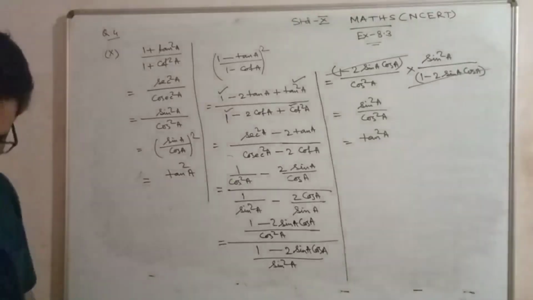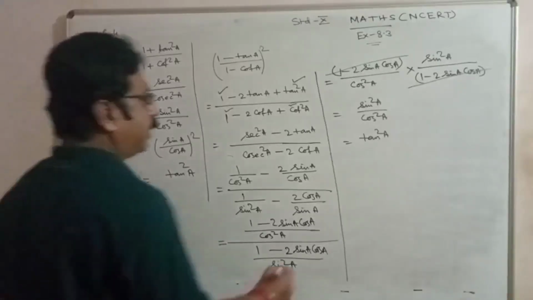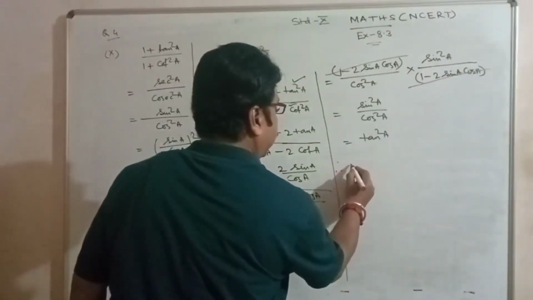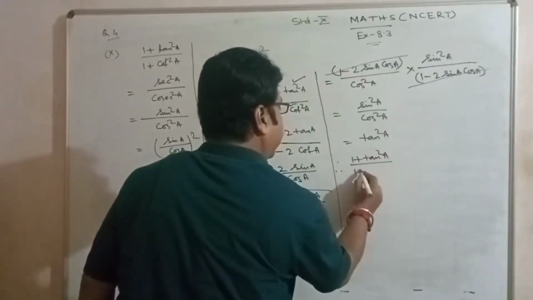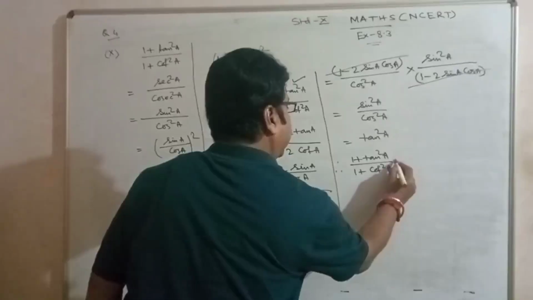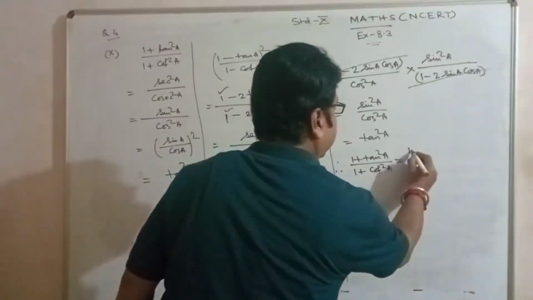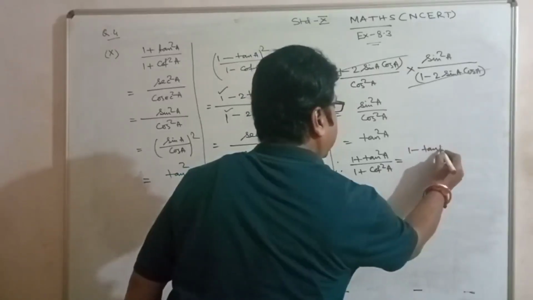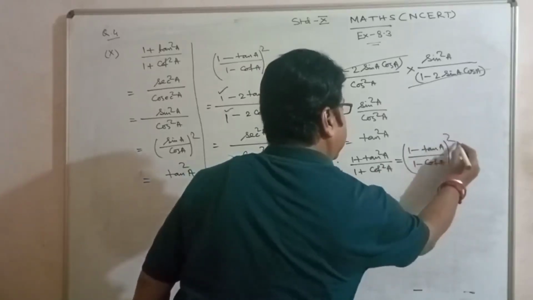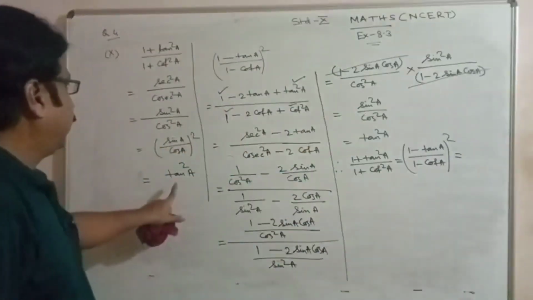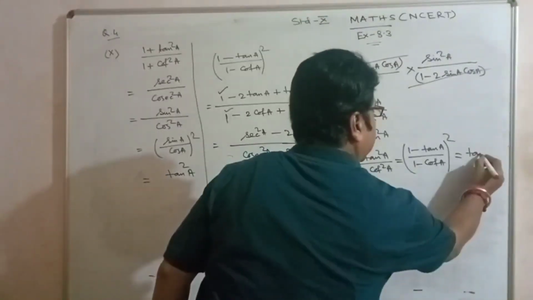So finally we can write 1 plus tan square A upon 1 plus cot square A. Therefore 1 plus tan square A upon 1 plus cot square A equals to 1 minus tan A upon 1 minus cot A, 1 minus tan A, 1 minus cot A whole square equals to, here also we got tan square A, here also we got tan square A. That means we can write tan square A.